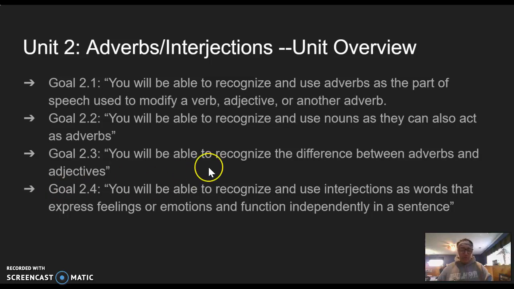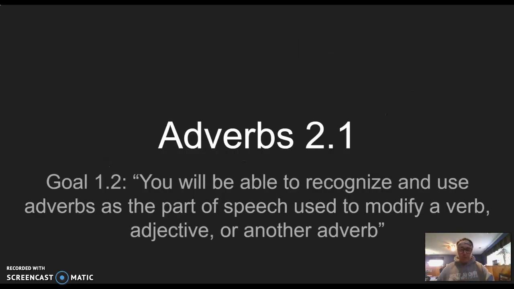And then goal 2.4, which is super random, interjections, we had to get it in there somehow. You will be able to recognize and use interjections as words that express feelings or emotions and function independently in a sentence, right? So we're covering quite a variety of things. It's not going to be as long as the adjectives unit. You will have a quiz by the beginning of next week. And just to give you a little warning, it's not going to be as long or as extensive as the last quiz, just because we're covering a lot less material.